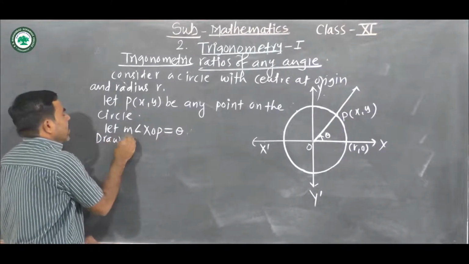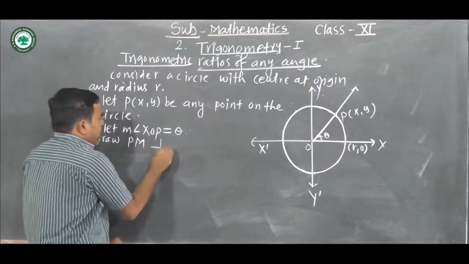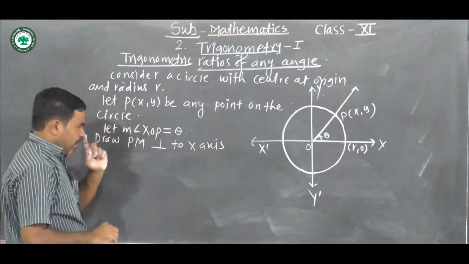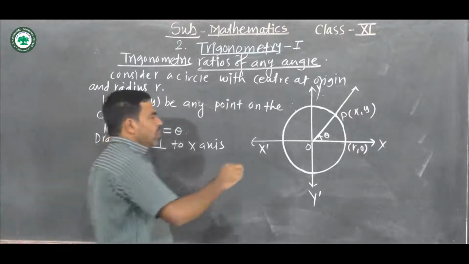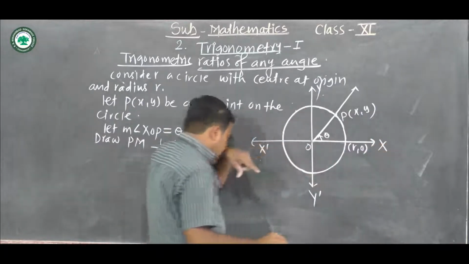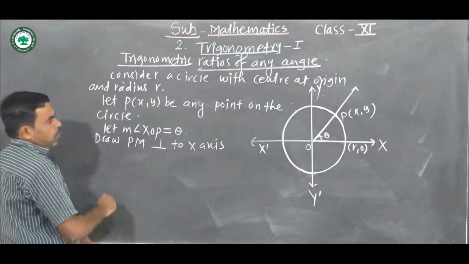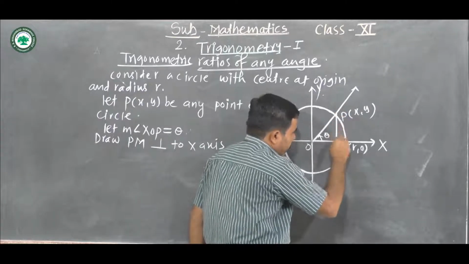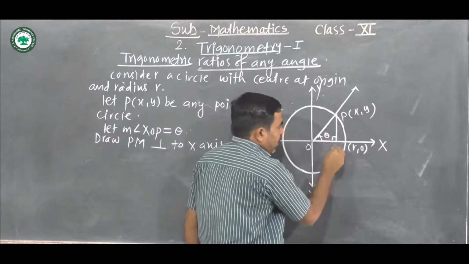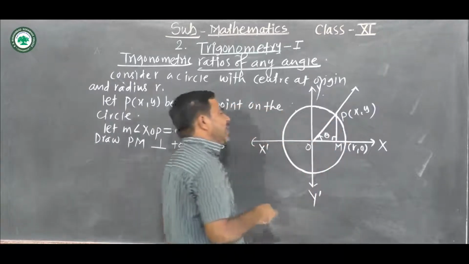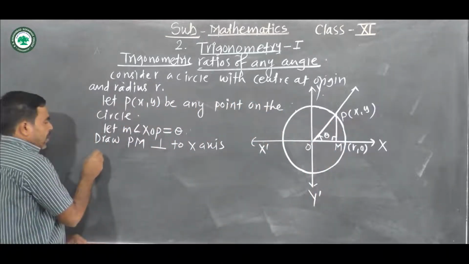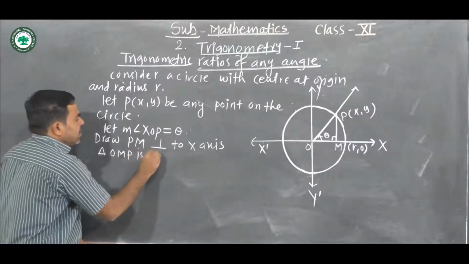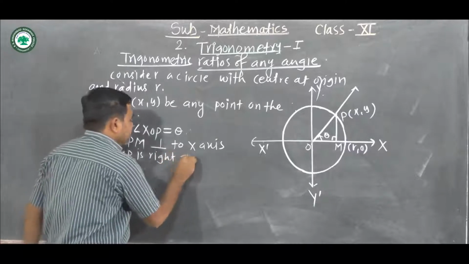Draw PM perpendicular to x-axis. In particular, we have to draw PM perpendicular to OX. So this is PM. Now triangle OMP is right angle triangle. So therefore triangle OMP is right angled triangle.